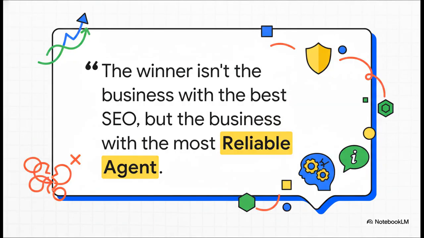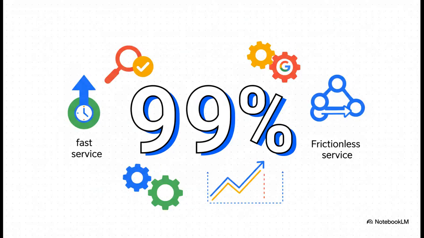And this is the key takeaway, the thing you really need to hear. The rules of the game are changing. For the last decade, winning on Google meant having the best SEO. In this new world, the winner is the business with the most reliable, the most helpful, and the most accurate agent. But why? Because Google is going to start ranking businesses on a whole new metric: satisfaction probability.